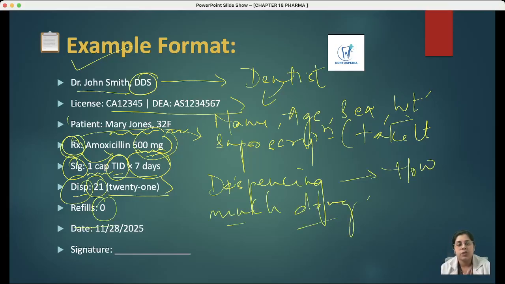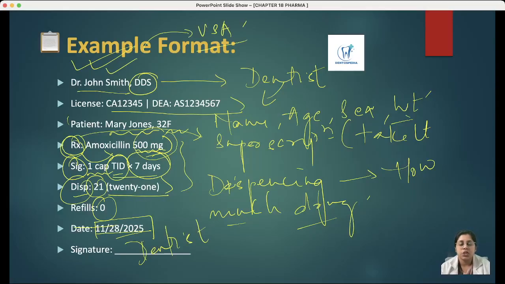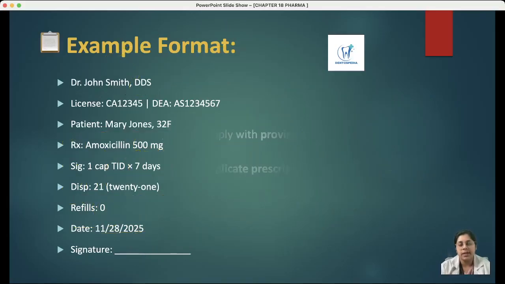Refills 0 because you don't have any refills. This is the only dose. If you complete it, then your treatment is complete. Just follow up with the doctor, and the date of issuing of the prescription and signature of the dentist. Okay, this is the basic format, and especially very much related to the United States. So this is just an example to make you understand.